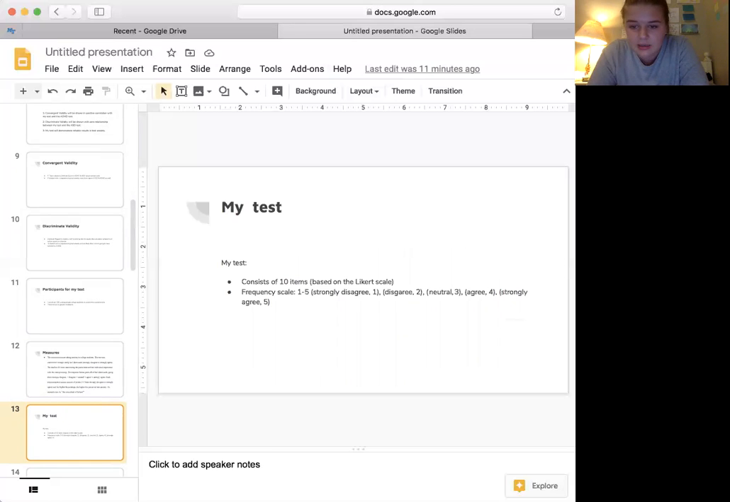My test consists of 10 items based on the Likert scale. The frequency scale includes 1 to 5. Strongly disagree, 1 point. Disagree, 2 points. Neutral, 3 points. Agree, 4 points. Strongly agree, 5 points.